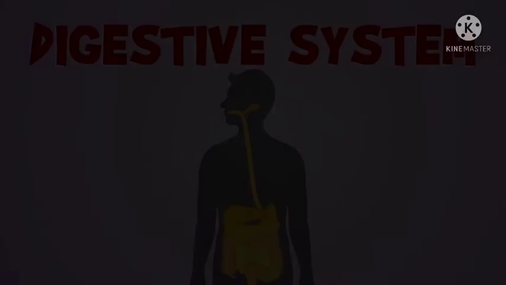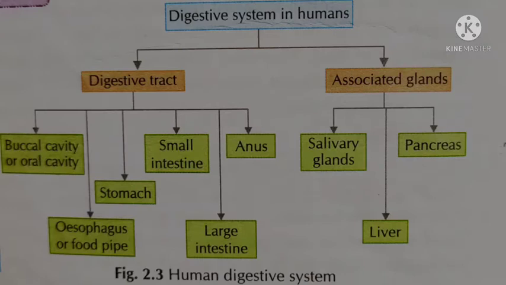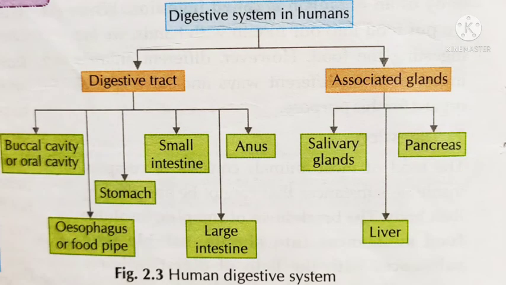Good morning, dear students. Today we are going to start with a new topic, that is the human digestive system. For that, look at this chart. It is clearly showing that our human digestive system is divided into two parts. First is the digestive tract and second one is the associated glands. I will explain all these things in detail in this video.